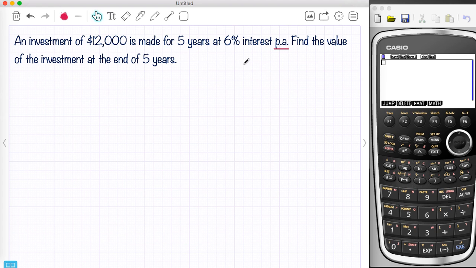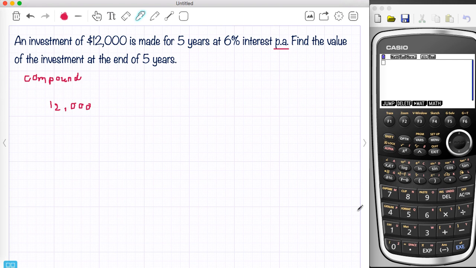There is no mention of the word simple in here. So we're going to assume it's not simple interest and it's something called compound interest. Now, compound interest is when you leave the money in the bank and you don't touch it. So at the end of 1 year, I would have my $12,000 that I've invested and 6% of 12,000.